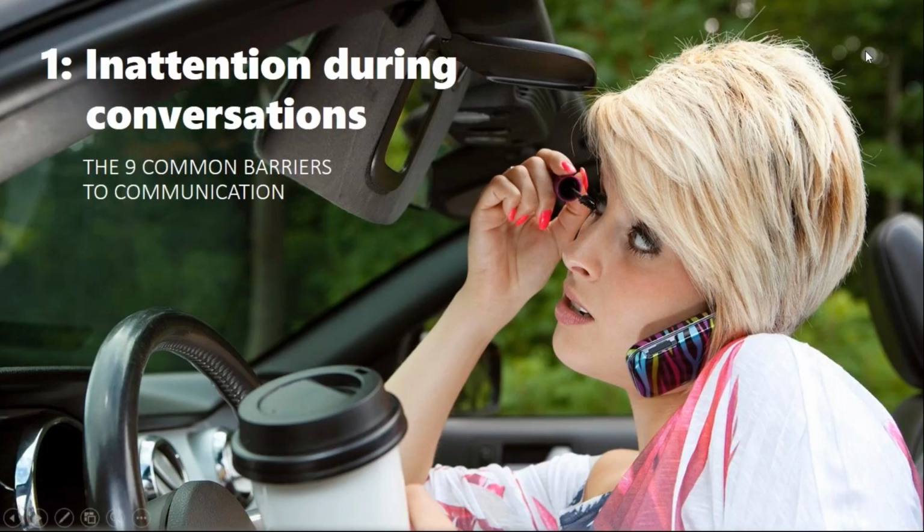So, barrier number 1. Now these aren't necessarily in any order, but I'm just throwing them out there. Barrier number 1 is inattention during conversations. Sometimes we call this multitasking, where we try to do 2 things at once. We've all seen it. We've probably all done it. You're tapping out an email at your workstation or in your office, and somebody's there at the door or right in front of you.